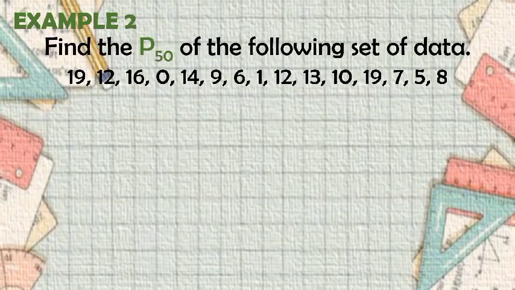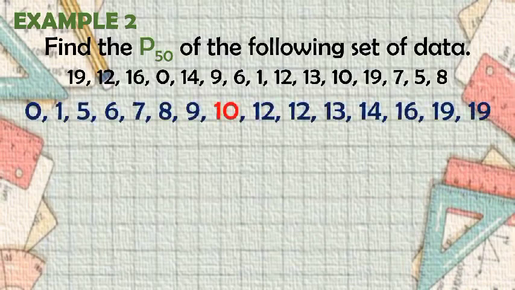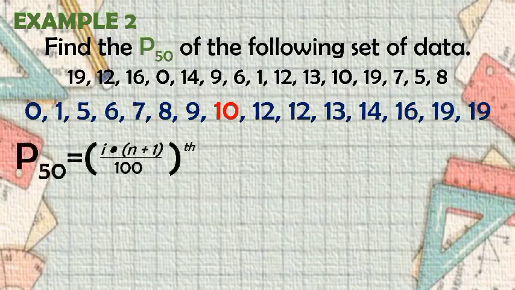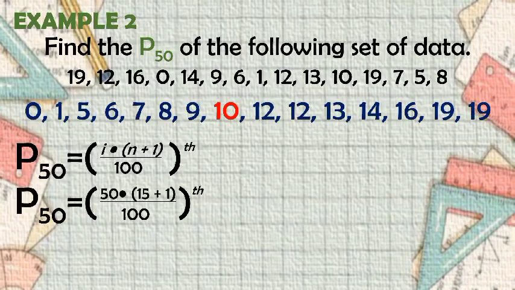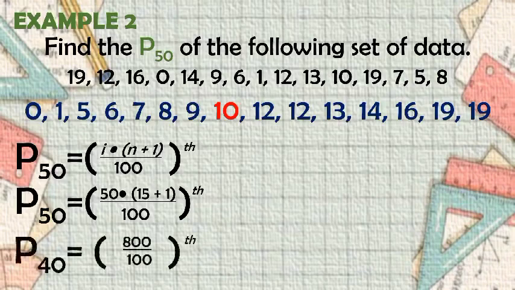So, let's have this example number 2. Let us find the percentile 50. Now, again, do not forget to arrange the data in ascending order. So, this is the formula for finding the percentile 50. Since we are looking for the percentile 50, meaning Ri is 50, percentile 50 is equal to 50 times 15, number of samples, plus 1, over 100. So, 15 plus 1 is 16 times 50, that is now 800 divided by 100.